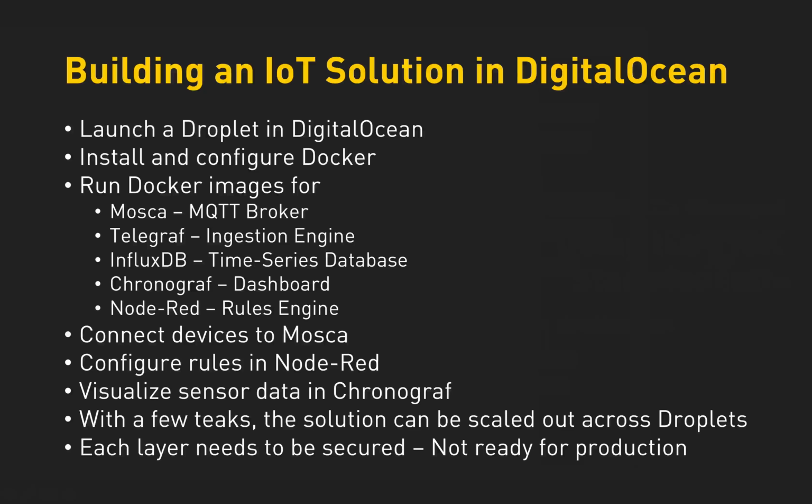So the steps involved are pretty straightforward. We start by launching a droplet in DigitalOcean. And since we are using containers for most of these components, we install and configure the latest version of Docker. And then we pull appropriate Docker images, including Mosca, Telegraf, InfluxDB, Chronograf, and Node-RED.